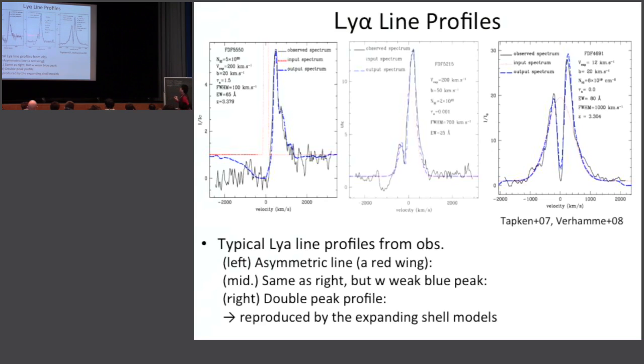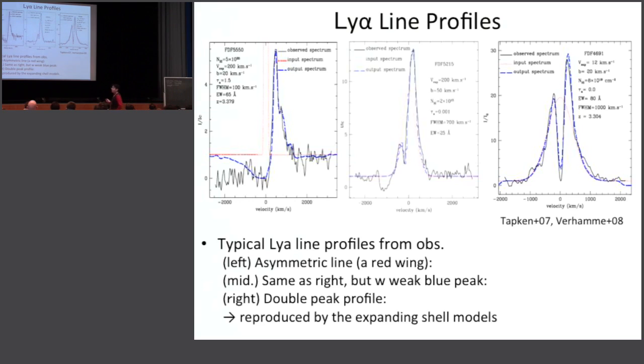Okay, so having this expanding shell model, you can explain the many varieties of observed Lyman-alpha emission line profiles. These are 3 representative line profiles of observed Lyman-alpha emission line fitted with the expanding shell model. The left one shows the asymmetric Lyman-alpha line with the red wing. The middle one has the weak blue peak. And the right one has the double peak. The black lines are data, and the blue lines are best fit shell models. So it explains very well.